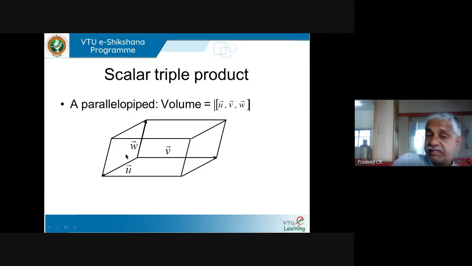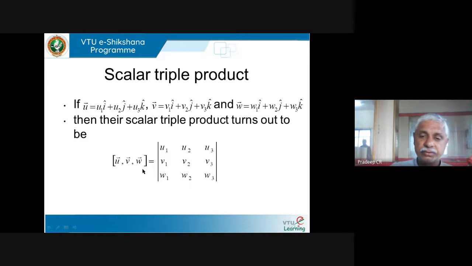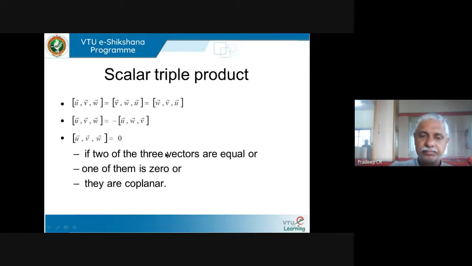One very easy thing to see is if the volume is zero, that means all these three are in the same plane, which we say they are coplanar. So if you want to check whether three vectors are coplanar, we just check that their scalar triple product is zero. As I said, this is the definition, so you just have to check that this determinant is zero, then they are in the same plane.